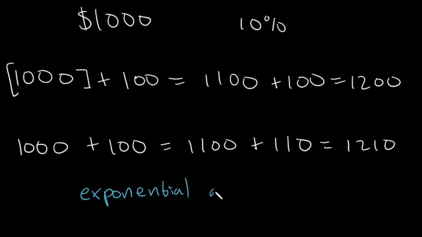Exponential growth. So in compound interest, your money is going to increase exponentially. In simple interest, this is going to be a linear rate. It's going to increase at a constant rate. But in compound interest, the rate is ever increasing. So now let's look at a graph to compare simple versus compound interest.